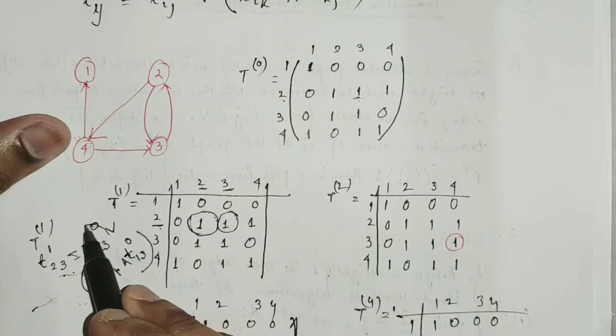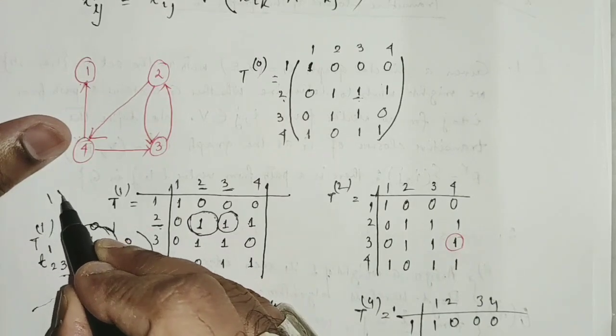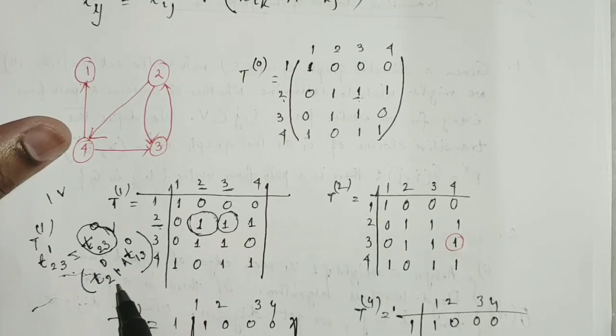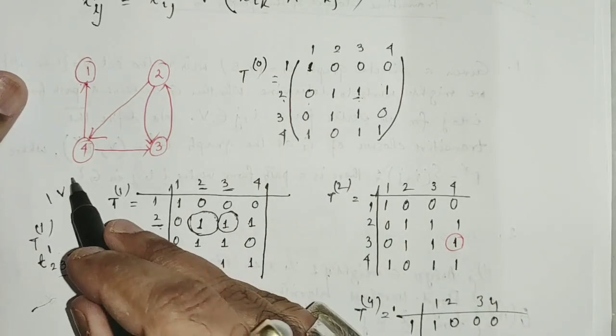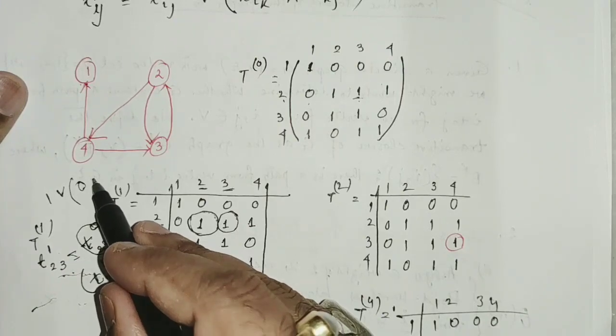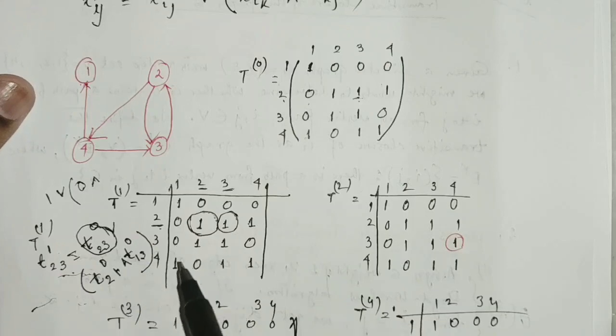So this one is 1. Fine, 1, or what is the value? T0 of 2, 1 is 0. So write 0 here, and so whatever value comes, it will be 0 finally.